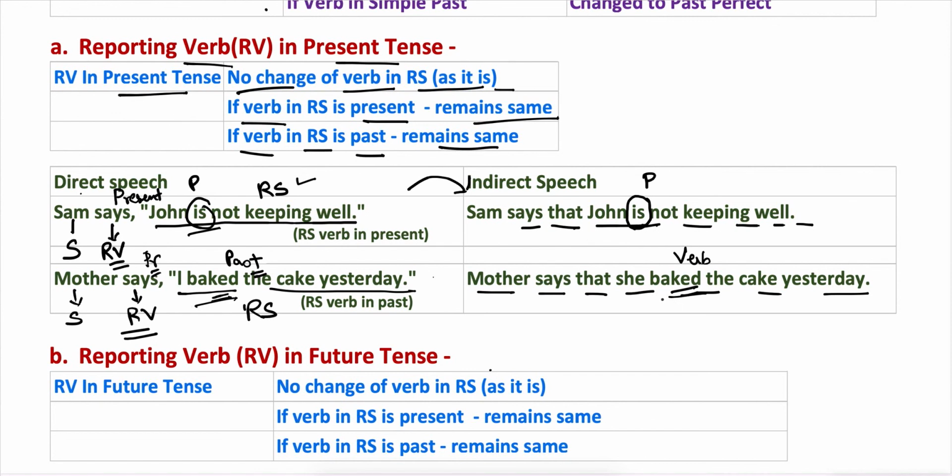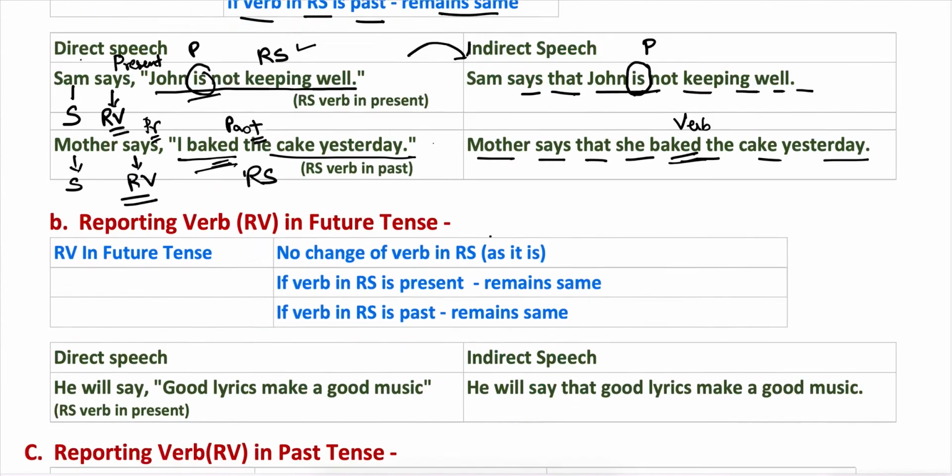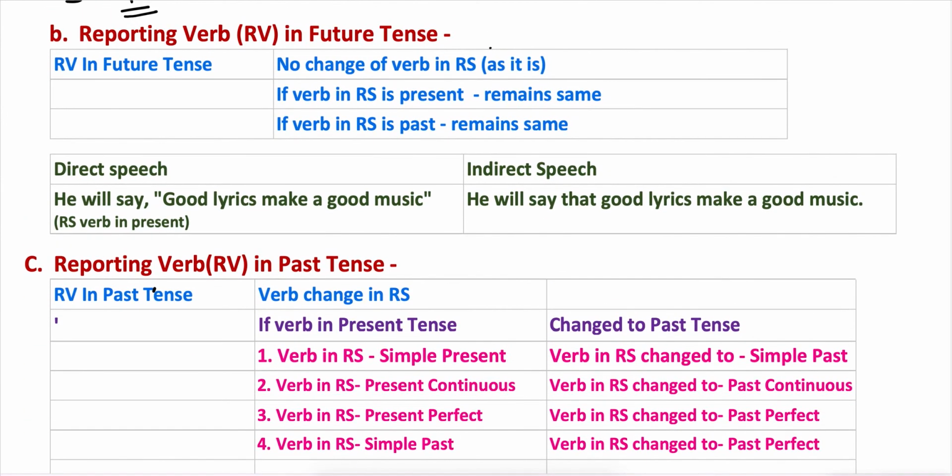Second, when the reporting verb is in future tense, then also the verb of the reported speech will not change. It will remain as it is. If the verb is in present tense, it will remain in present tense. If the verb is in past tense, it will remain in past tense. He will say good lyrics make a good music.